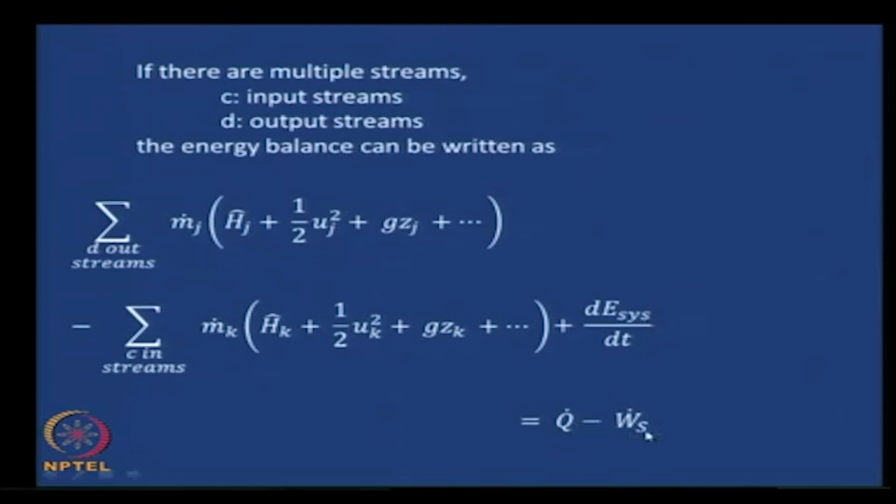Ws dot. So now we have a nice general equation that can be applied to any open system that exchanges mass and energy with its surroundings. This is equation number 267. So this is a nice equation to remember.